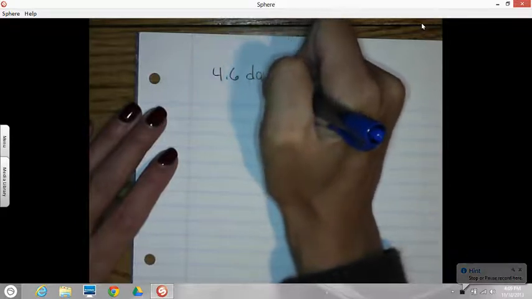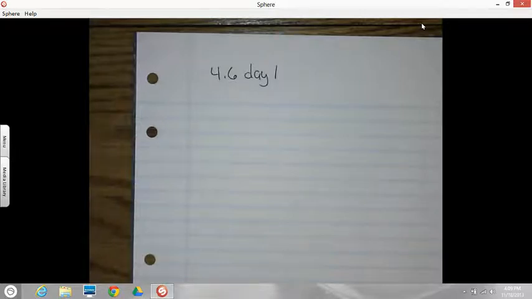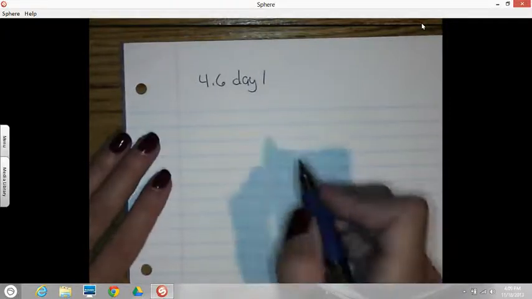Okay, 4-6, day 1. Your goal today is going to be to prove that a differentiable function is continuous. So, what does it mean for a function to be differentiable, first of all?